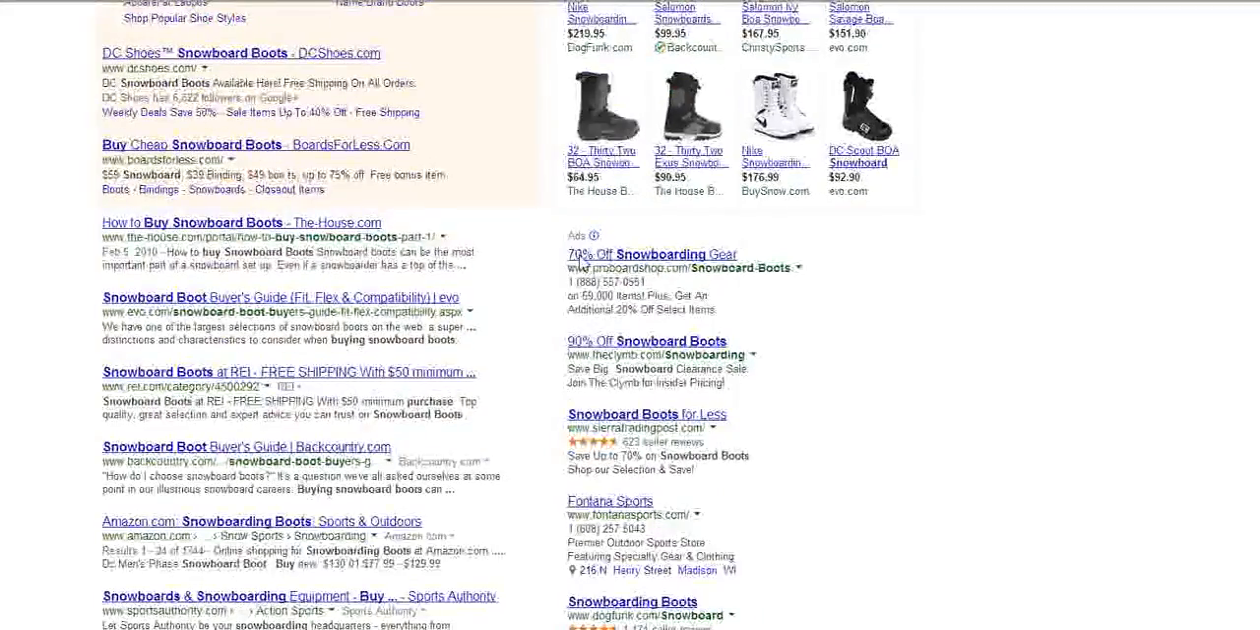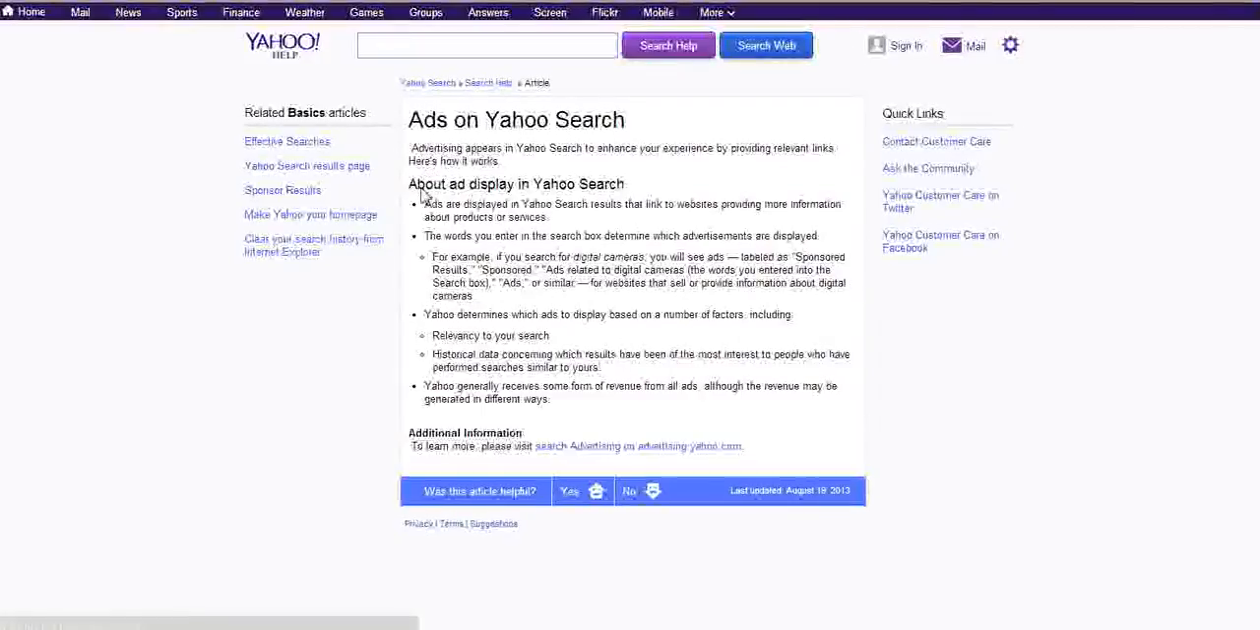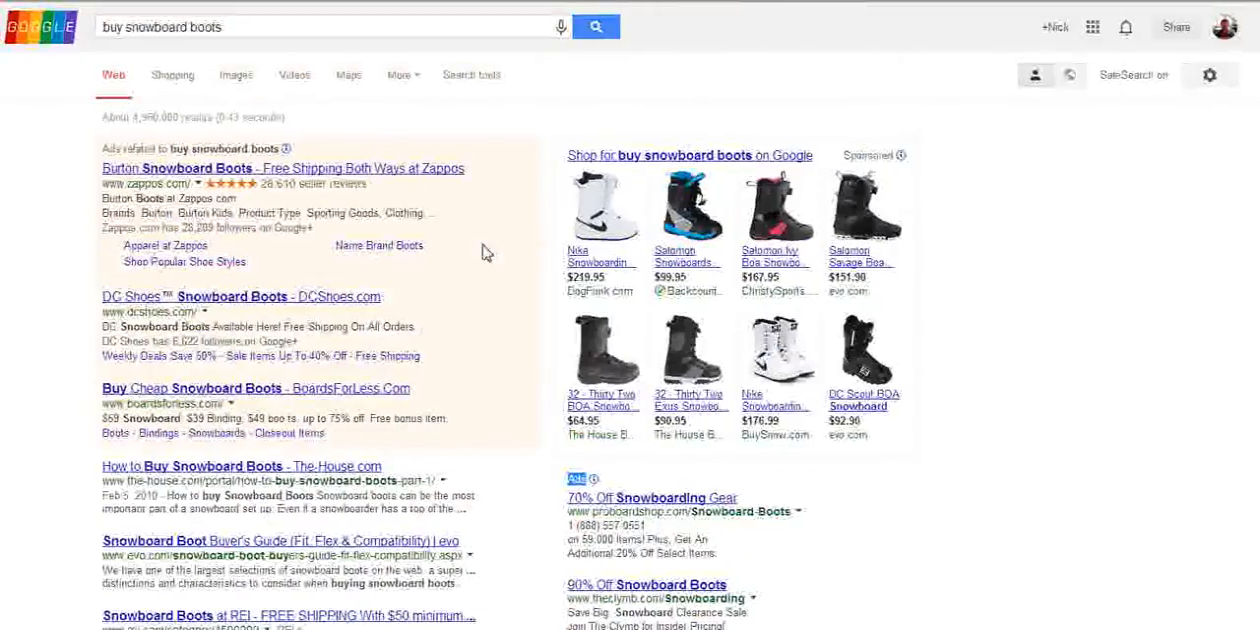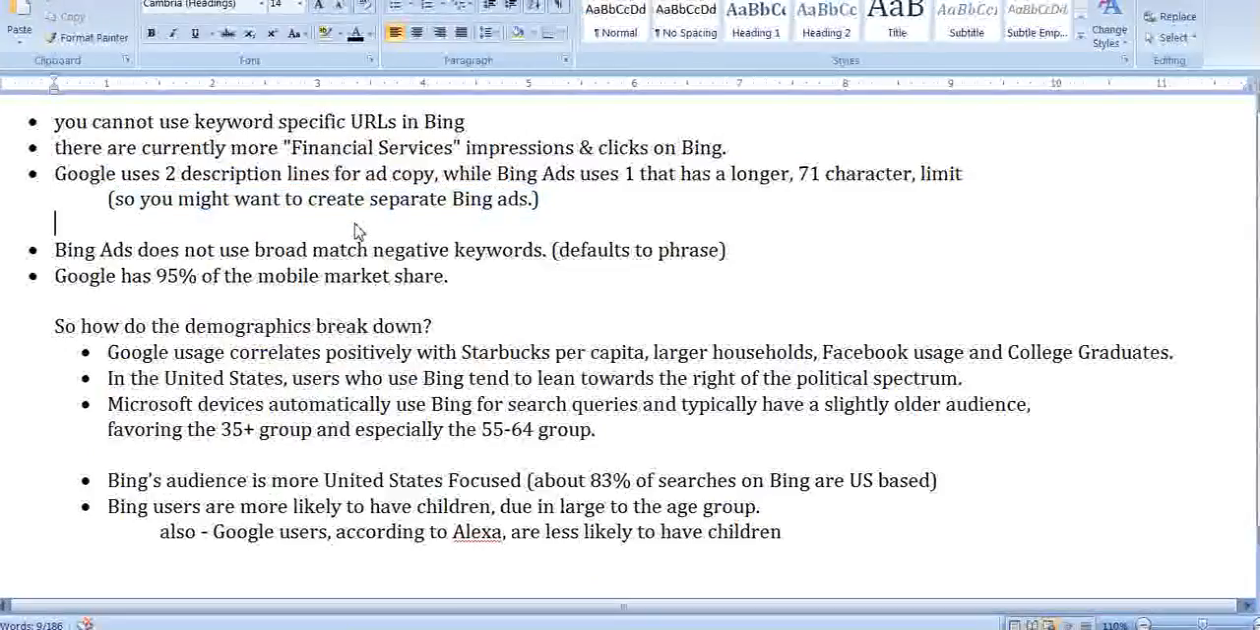So both have ads here, but I would say it's more obvious on Bing and Yahoo where the ads are to people. Of course, you've got this sort of pinkish yellow background here. Anyways, you can play around with that and see what your ads look like. Now, Bing Ads doesn't use broad match negative keywords, so those are going to default to phrase. Keep that in mind. And Google has 95% of the mobile market share, so that's pretty interesting.